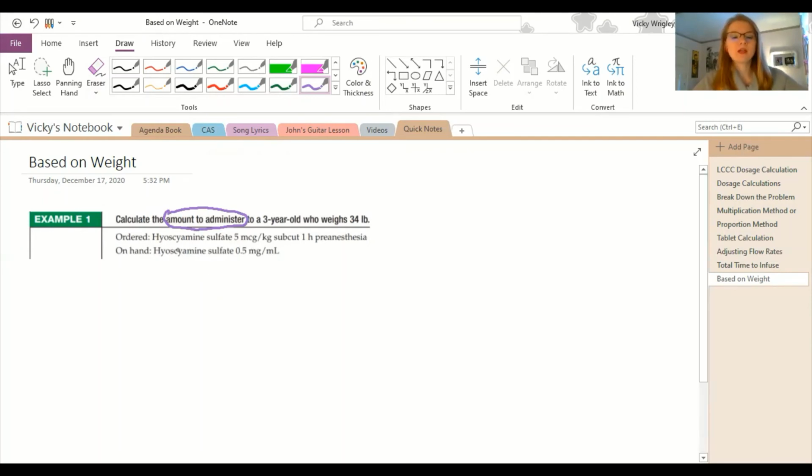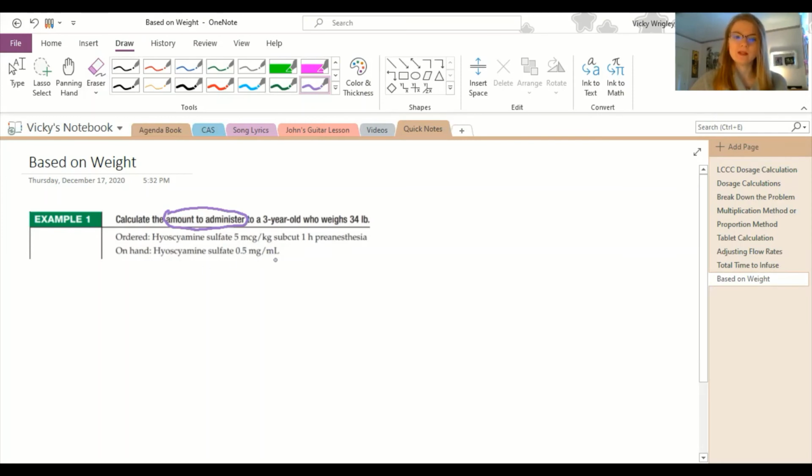So, if we look at the drug on hand, the hyoscyamine sulfate is 0.5 milligrams per milliliter. So what's the vehicle? What's the dosage unit? How are we getting the drug into the patient? Well, the order also tells us it's going to be subcut for 1 hour. But also this milliliters here, so this is going to be a liquid. So it's going to be intravenously. I think that's what subcut means.